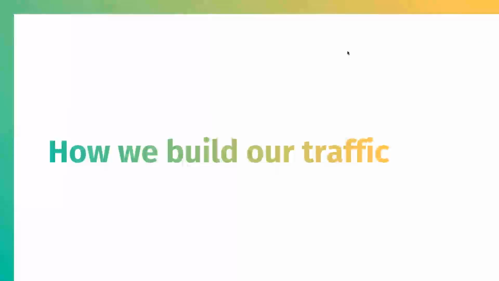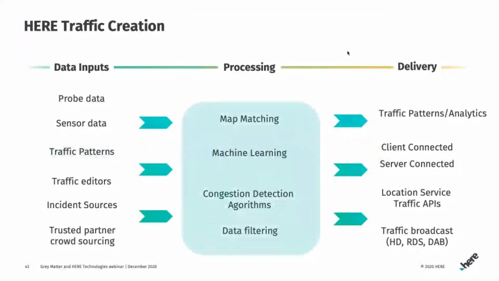How do we build our traffic? The primary source for our traffic, both real-time and historical, is probe data, which was well described by Tom in his presentation, how it looks and why it's important. Then we also use sensor data from modern cars. Traffic patterns are also one of the inputs for the product, along with incident sources and crowdsourcing.